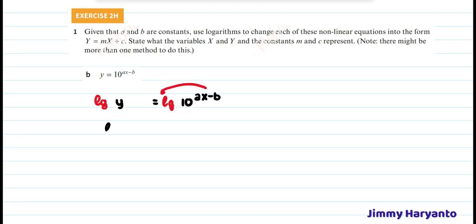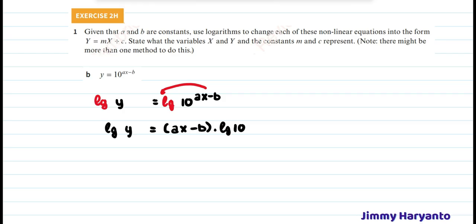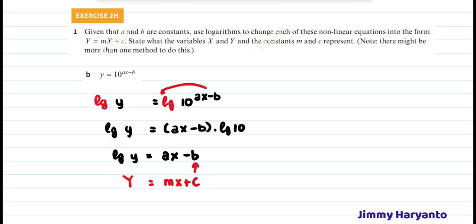You will move the powers to the front, so you'll have ax minus b times lg10, and we already know that lg10 equals 1, so we can erase the lg10. Okay, I think we already have the linear form y equals mx plus c. As you can see, the expression is already similar to y equals mx plus c. So we are done.